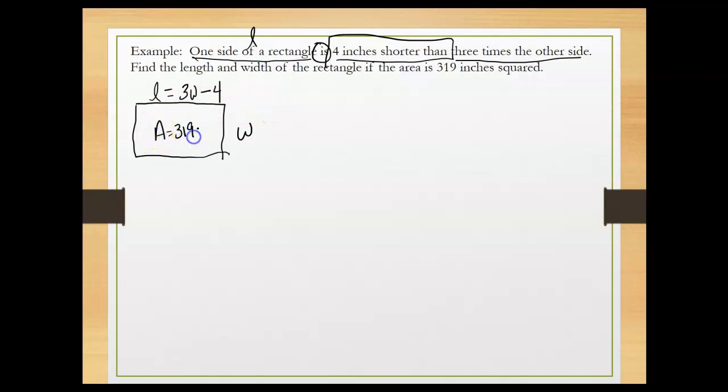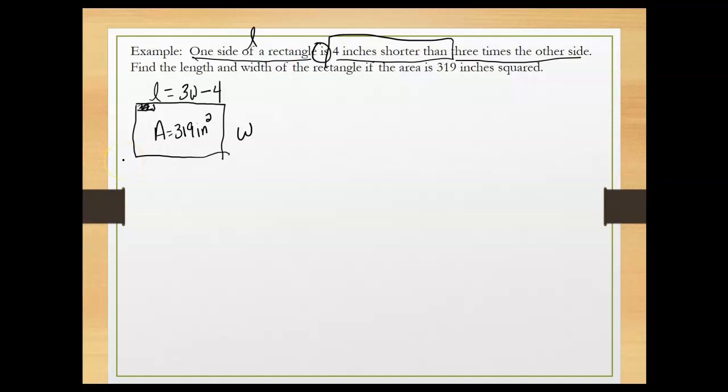Now it says we're going to find the length and width of the rectangle if the area is 319 inches squared. That doesn't mean that we square 319. It means the units are in square inches. Each one of these units is a square inch. There's 319 of these little squares within this rectangle is what that means. All right, so we've drawn a picture.